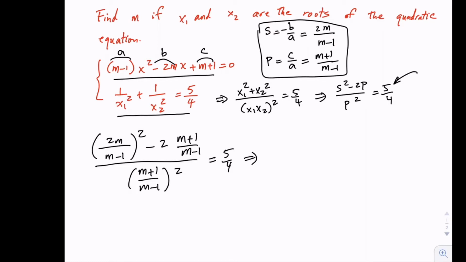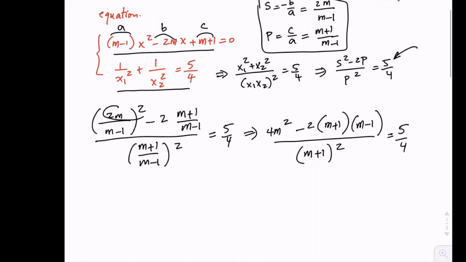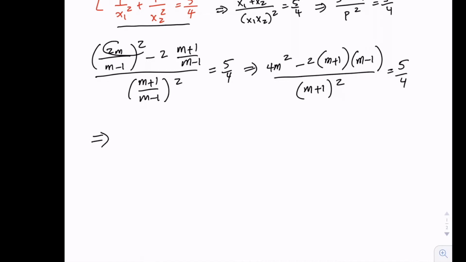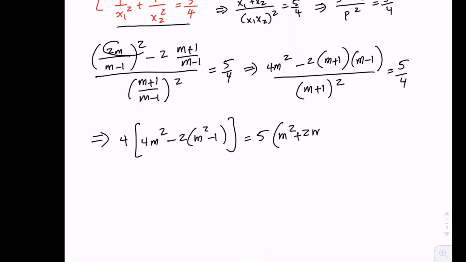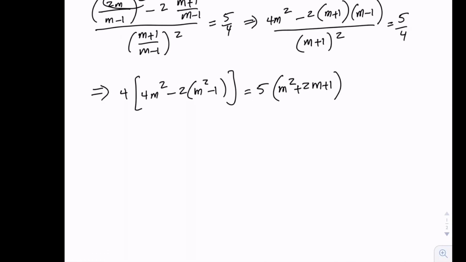Let's multiply the numerator and denominator by m minus 1 squared. So we will get 4m squared, which is this term squared, minus 2 times m plus 1 times m minus 1, divided by m plus 1 squared, is 5/4. If we simplify this, we will have 4 times 4m squared minus 2m squared minus 1 is 5 times m squared plus 2m plus 1. Now this expression is 4m squared minus 2m squared, so it will be 2m squared plus 2. So we will have 8m squared plus 8 is 5m squared plus 10m plus 5.